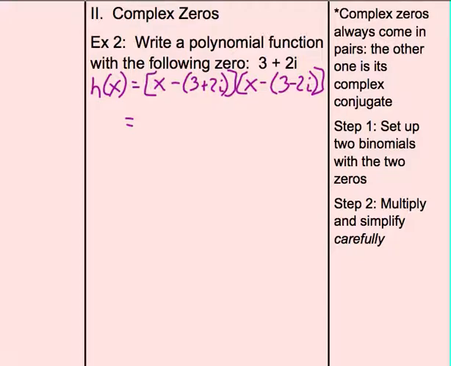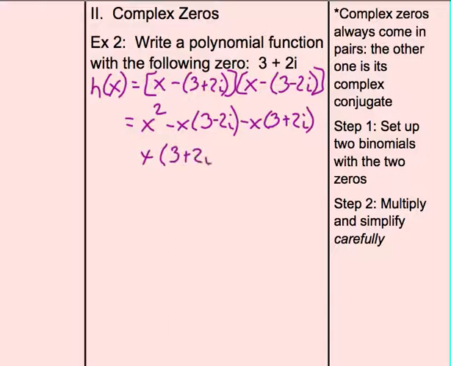You can think about this as foiling. So I'm going to multiply my x times x, and then I'm going to multiply my x times the negative quantity 3 minus 2i. Then I'm going to do the same thing with my 3 plus 2i times x. And then finally my negative 3 plus 2i times my negative 3 minus 2i. The negatives will cancel.